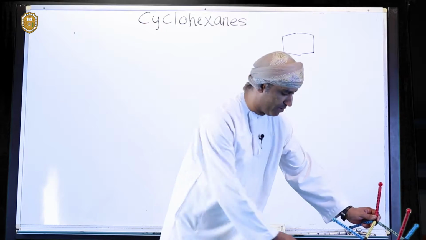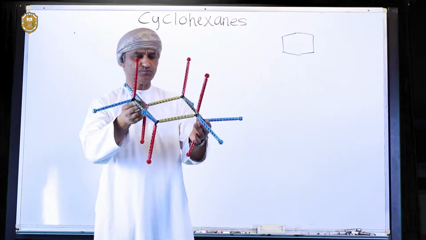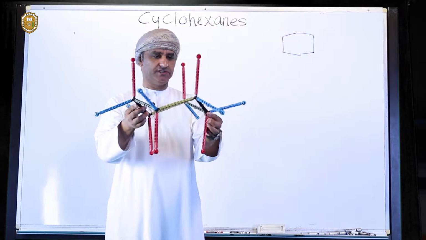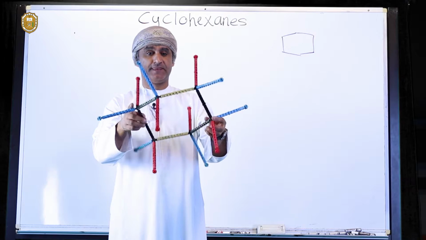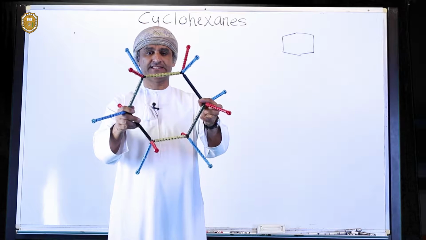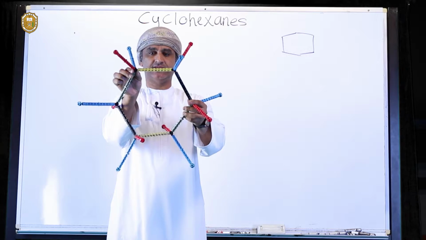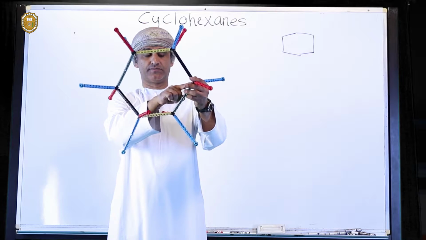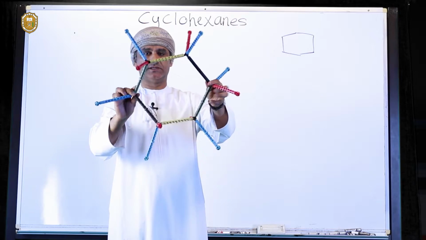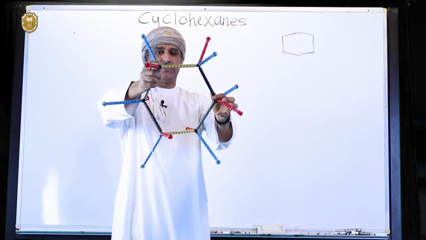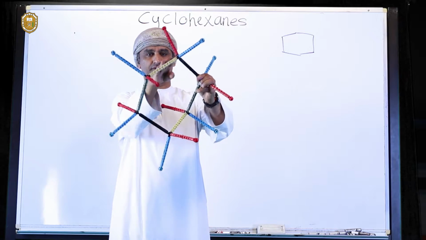Let's make a model for cyclohexane. This time we use the giant models, the Darling models. This is cyclohexane. The connectors in black represent carbon atoms. There's a bond between each 2 carbon atoms. So there are 6 carbons: 1, 2, 3, 4, 5, and 6. So these are the bonds.